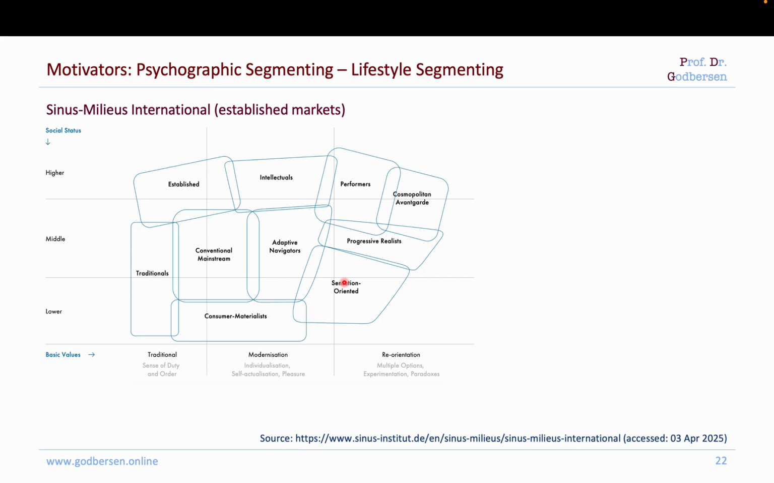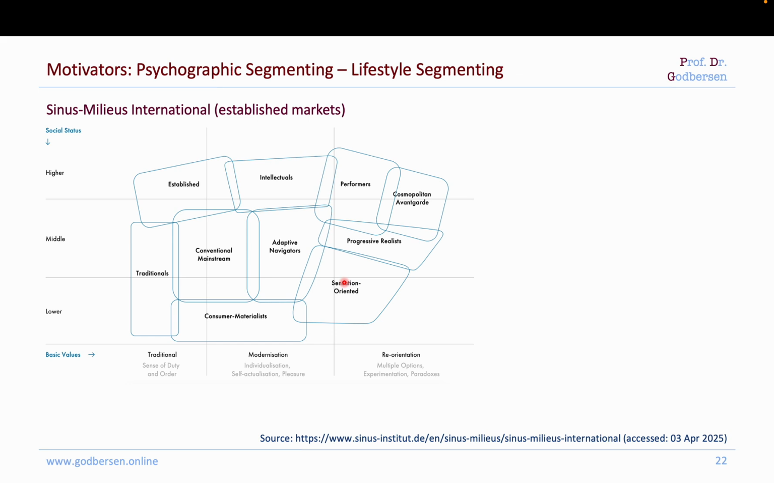One is lifestyle segmenting. Here is the example of the Sinus Institute. They had a very similar approach to mine, and I'm just showing it to you here. People are not buying brands because they're 25 years old or male or female. Not because of these demographic or socio-demographic characteristics. They're buying stuff because of their lifestyle.